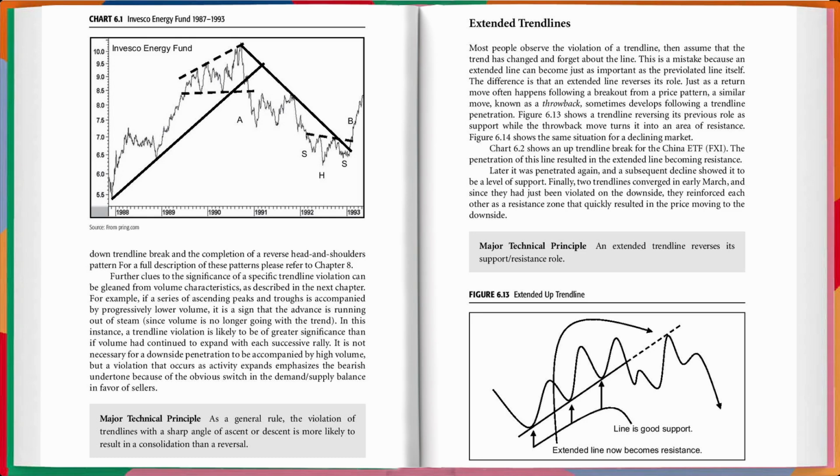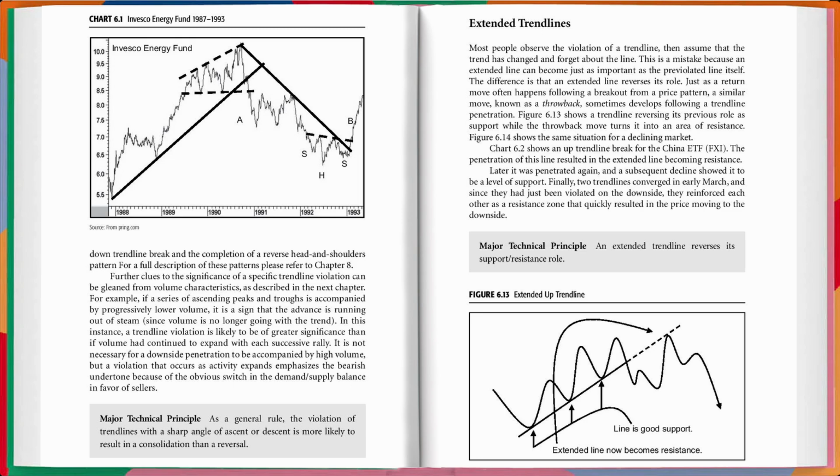In this instance, a trendline violation is likely to be of greater significance than if volume had continued to expand with each successive rally. It is not necessary for a downside penetration to be accompanied by high volume, but a violation that occurs as activity expands emphasizes the bearish undertone because of the obvious switch in the demand/supply balance in favor of sellers. Major technical principle.